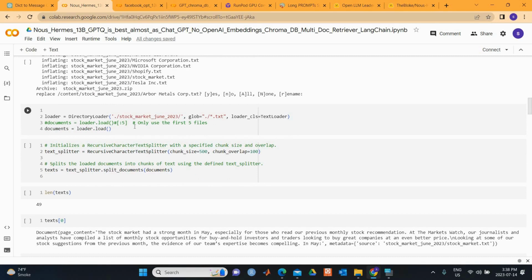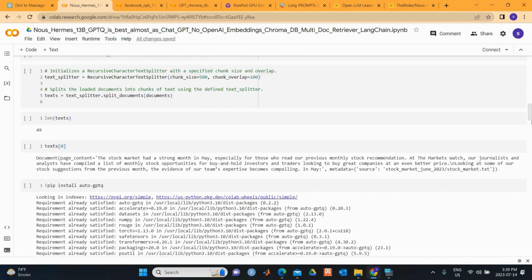We initialize a directory loader designed to load text files from a data source named stock_market_June_2023, loading all the present documents in the directory. Initialize a recursive character text splitter with a specified chunk size, and split the loaded documents into chunks of text using define_text_splitter.